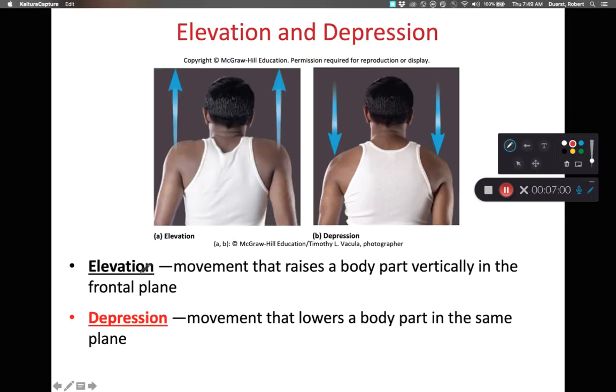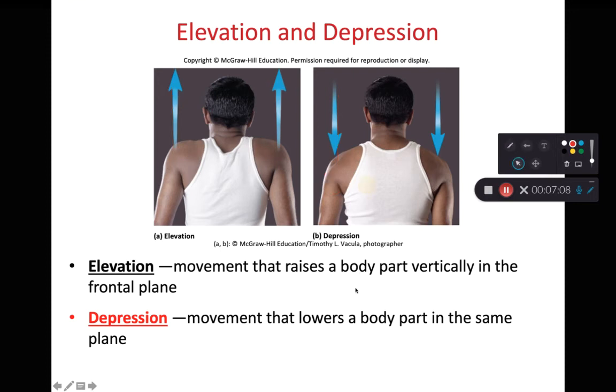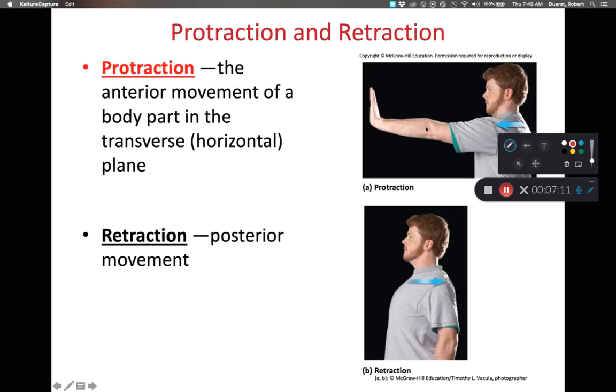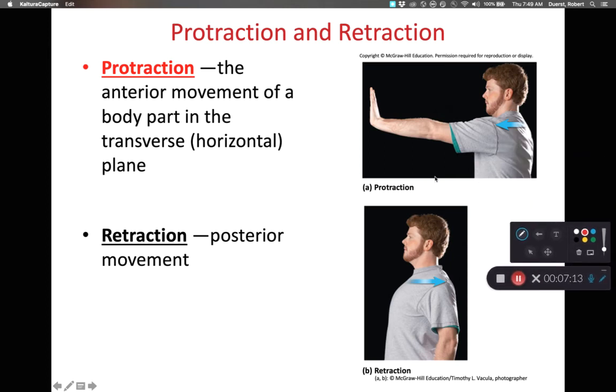We also have elevation and depression. With our shoulders, to elevate, we go up. To depress, we go down. That's really straightforward. We also can have protraction and retraction. To protract our shoulders, and full disclosure, I spend way too much of my life in a protracted position with bad posture, and I have nerve impingement because of that. Protracting is when you slouch your shoulders forward, and retraction is when you bring them back and puff your chest out.